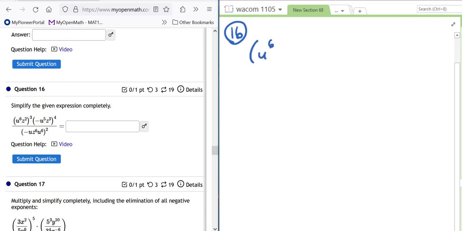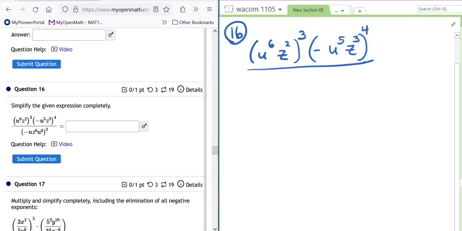So we have u to the 6th, z squared to the 3rd, a negative u to the 5th, z cubed to the 4th over negative u z to the 6th, u to the 6th squared. Whew. All right, and I am going to move this and get me a little bit more space here.